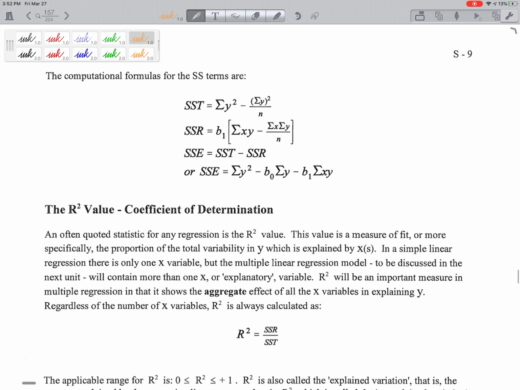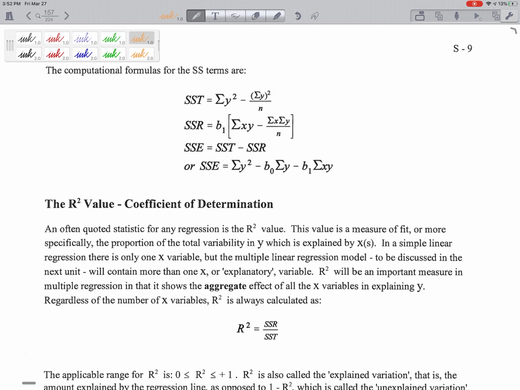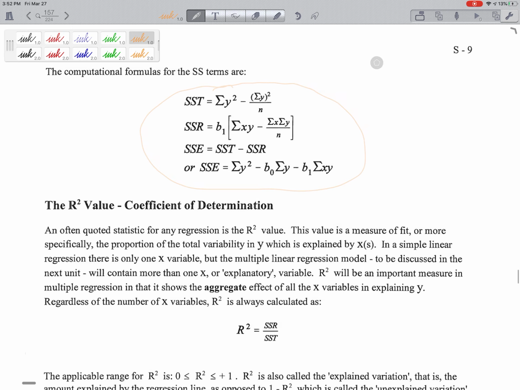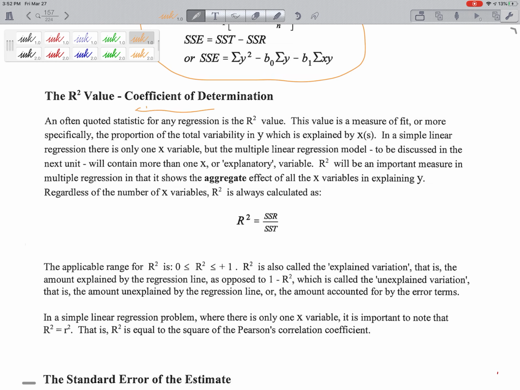We're going to do some calculations on page S10 in a bit. But before we do that, let's take a look at S9. There are some formulas here for the SS values, just like we had in ANOVA. They're a little different, of course. And then we've got something called the R-squared value, another name for which is the coefficient of determination, or the explained variation. It's an important term whenever you're looking at a regression, because it's talking about the strength of the relationship.